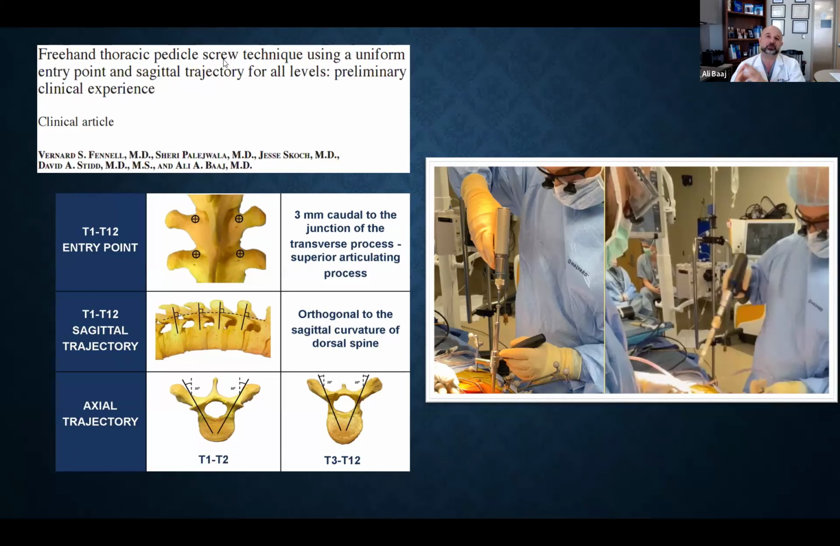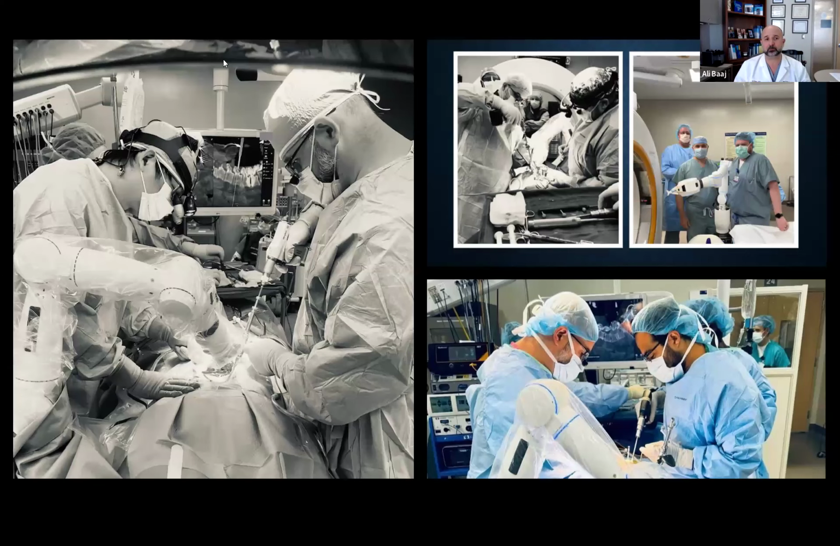All of these surgical themes are so important for patients with especially metastatic tumors. You don't want to take them back to surgery. You don't want to revise screws. You want to get it done correctly from the beginning. So I'm a huge fan of navigation now.